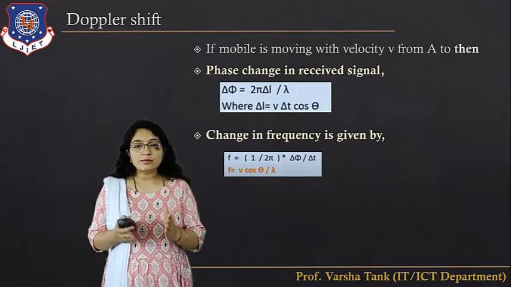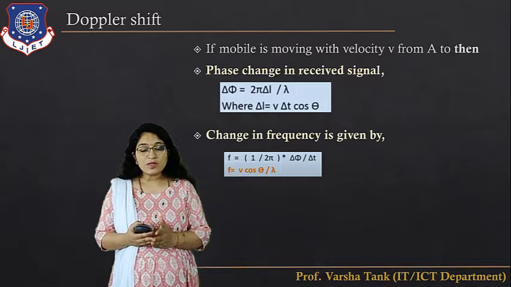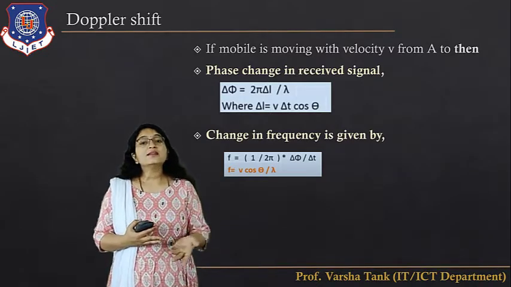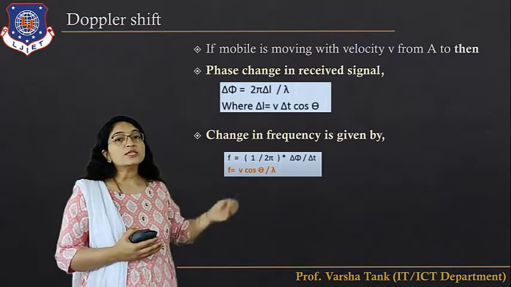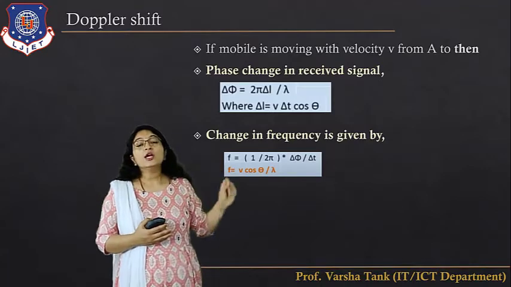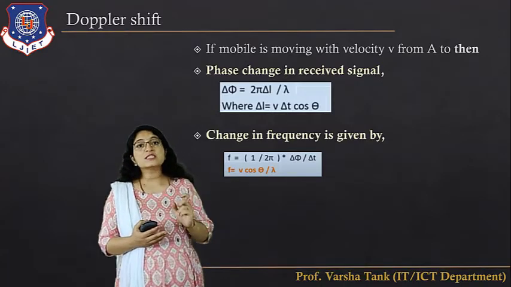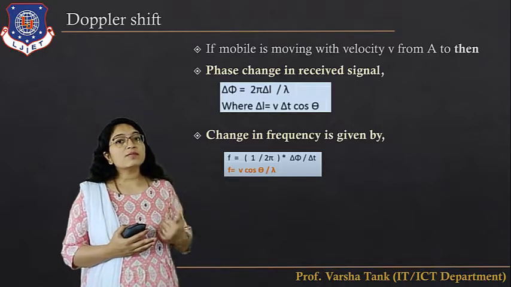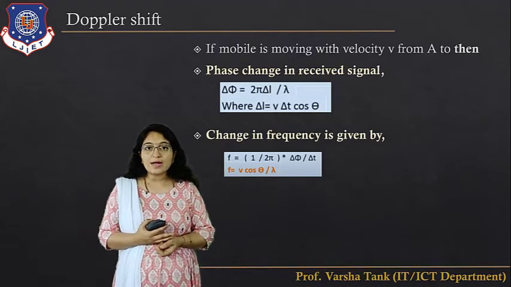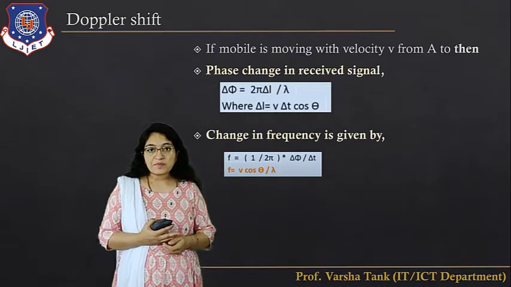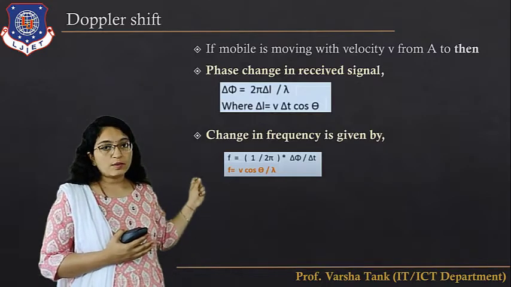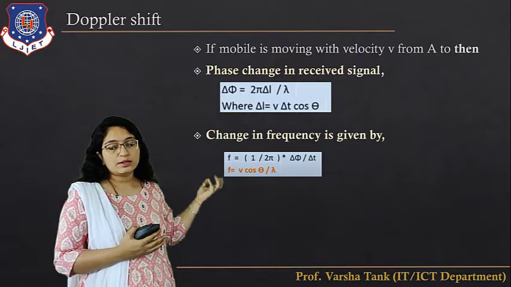So what is the Doppler shift? When the mobile is moving towards the transmitter or away from the transmitter, there is a different Doppler shift. If the mobile is moving with velocity v from antenna A, then there is a phase change in the received signal, defined by delta phi equal to 2 pi delta l divided by lambda, where delta l is equal to v delta t cos theta. This is the formula that we have to remember.